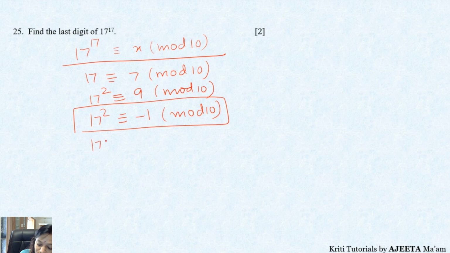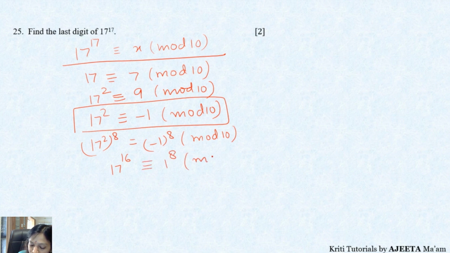So now 17 square we can make it to the power 8. So minus 1 will also become to the power 8, because we have to reach 17. So we have reached 16 now. One more 17 is required, right? Now 1 raised to 8 is 1. So now again we will take one more 17 into count. Now again if I multiply by 17, I will have to divide again by 17. So what will you get here?